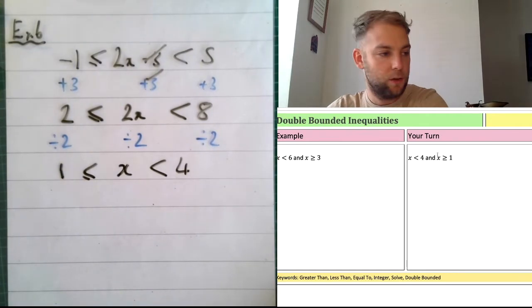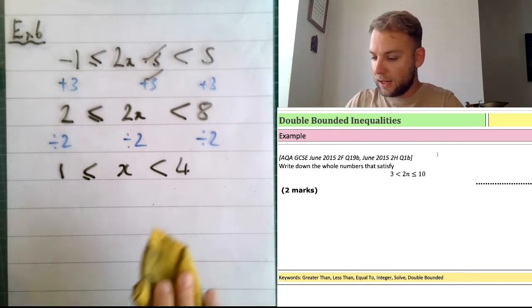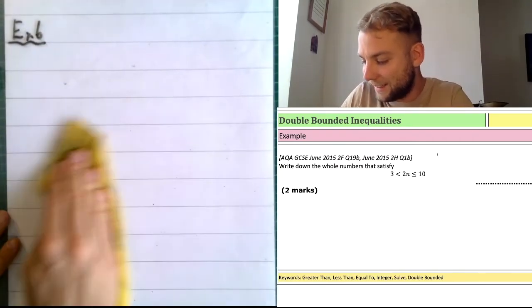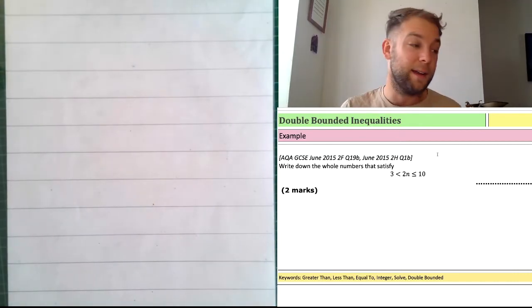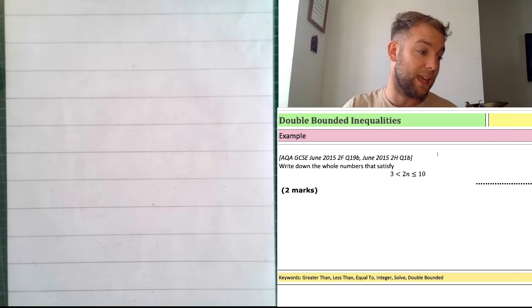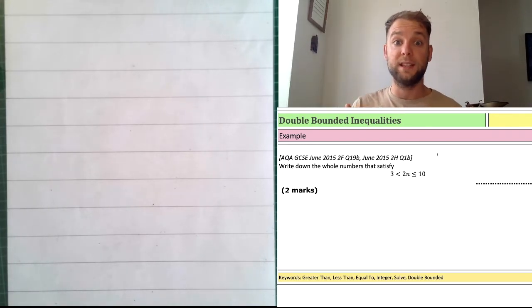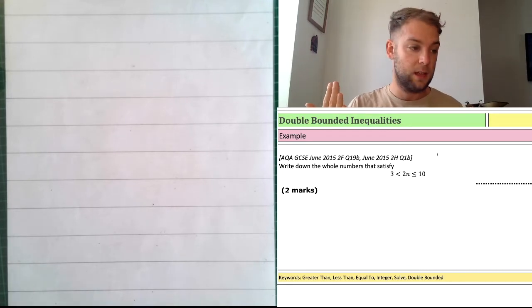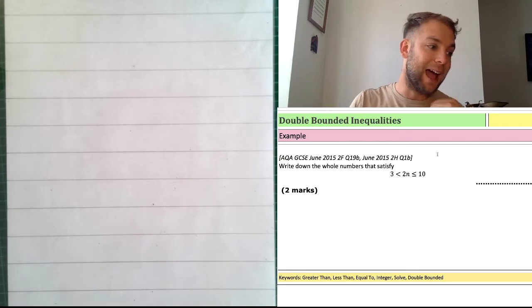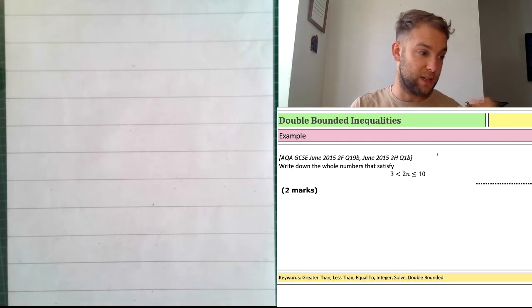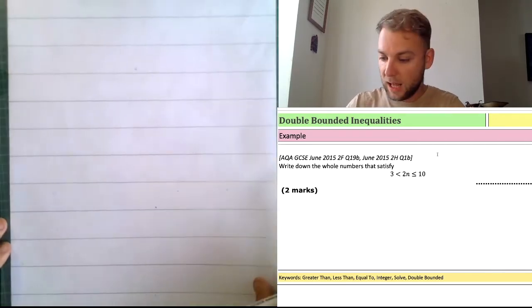Okay, so here we've got another question. Now, this is only a slight extension of what we've done with these. And I do see these come up quite regularly. Actually, this one was from the AQA in June 2015. Now, it's combining the two things that we know, solving a double-bounded inequality and the integers. So looking at whole numbers, it actually calls them whole numbers here, but we know that they're called integers as well.